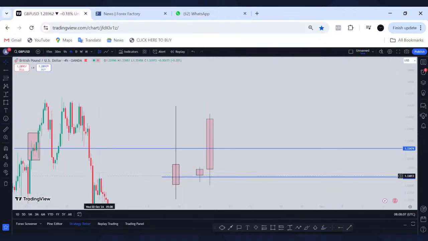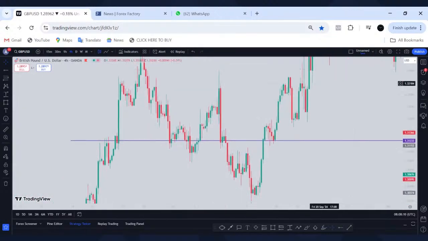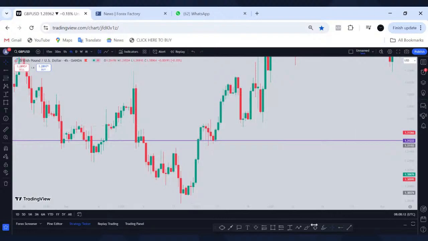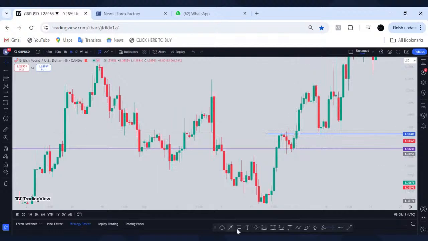So some of the breakout trades are going to be very complex. So this one was a breakout. This one was a breakout. Price broke out.